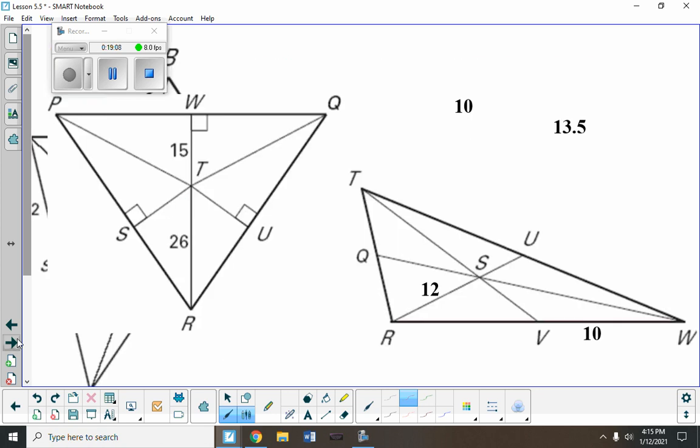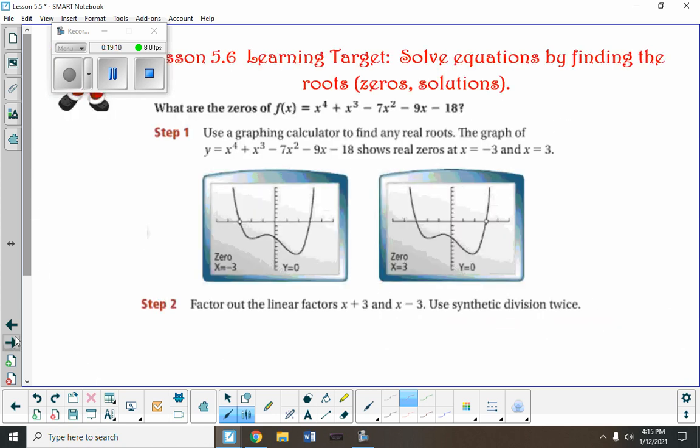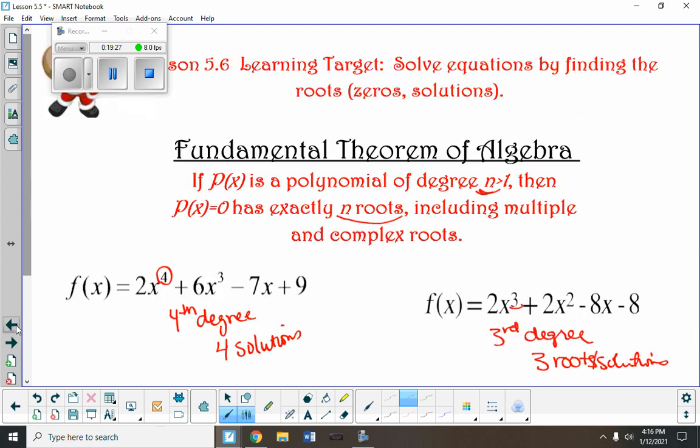Now that's going to come in helpful when you get to a question like this. It says, what are the zeros of this polynomial? Now, first of all, it's a 4th degree. So there should be 4 solutions or 4 roots. Now here's the thing. If we go back right here, those roots include complex roots, which, remember, that means they have an imaginary part.